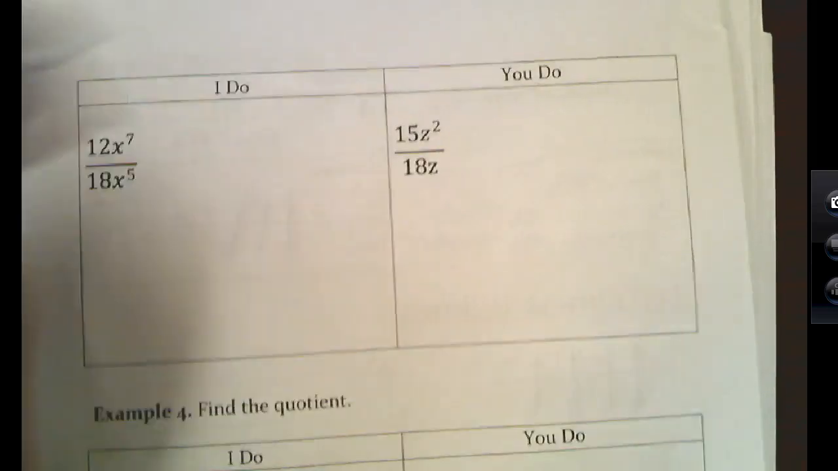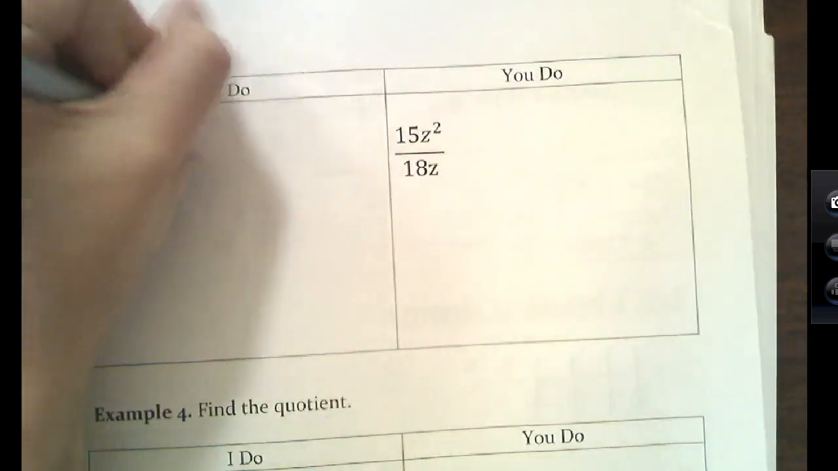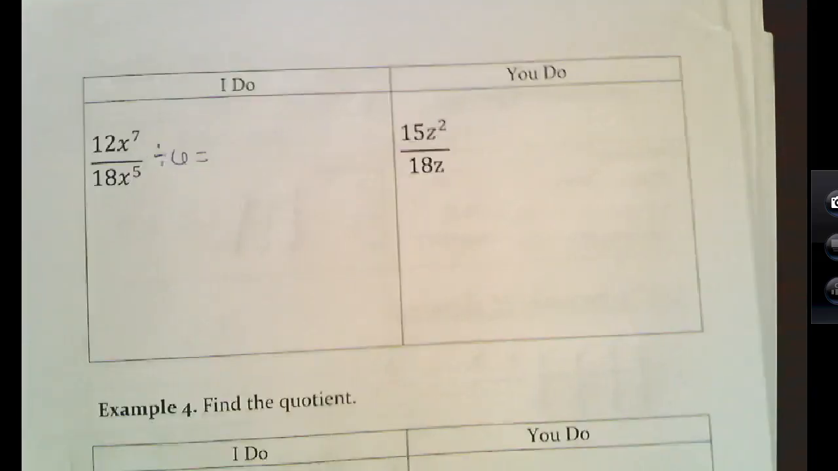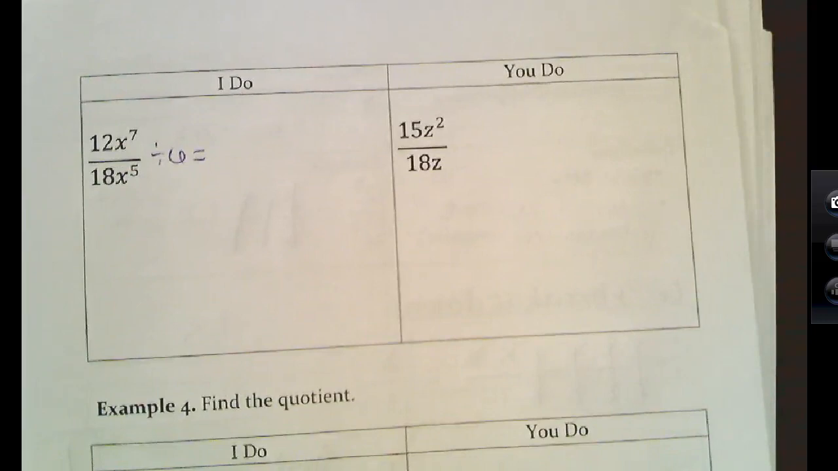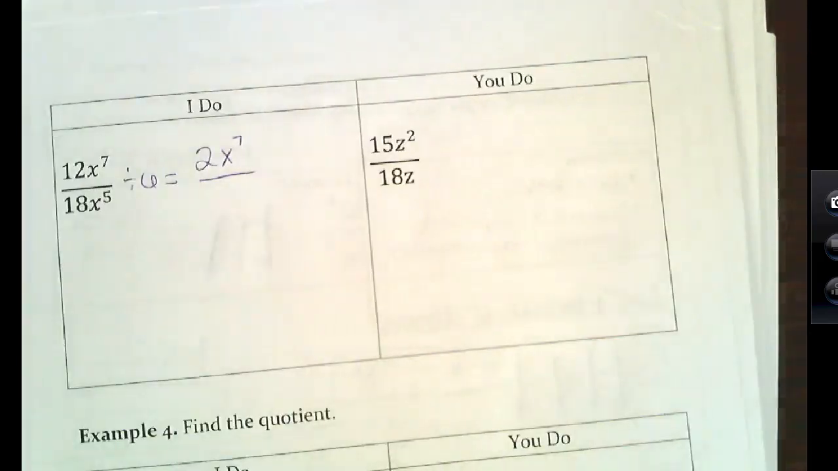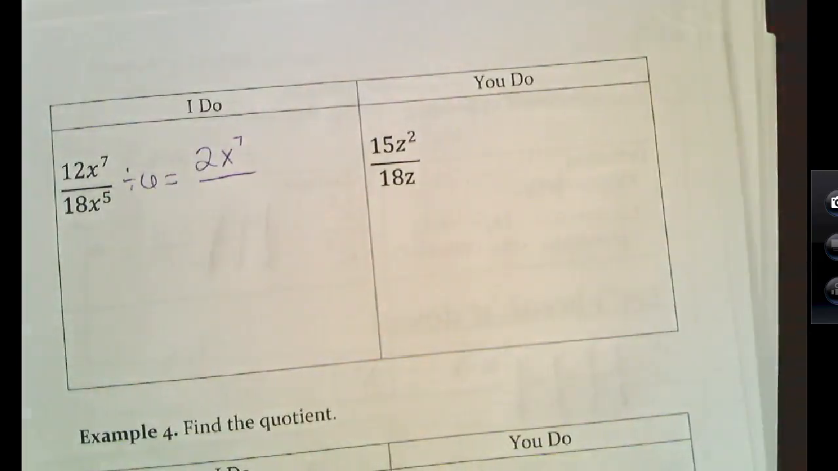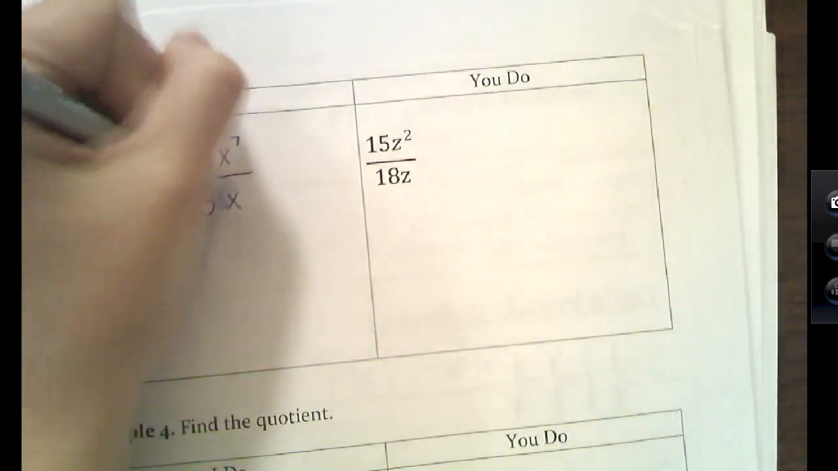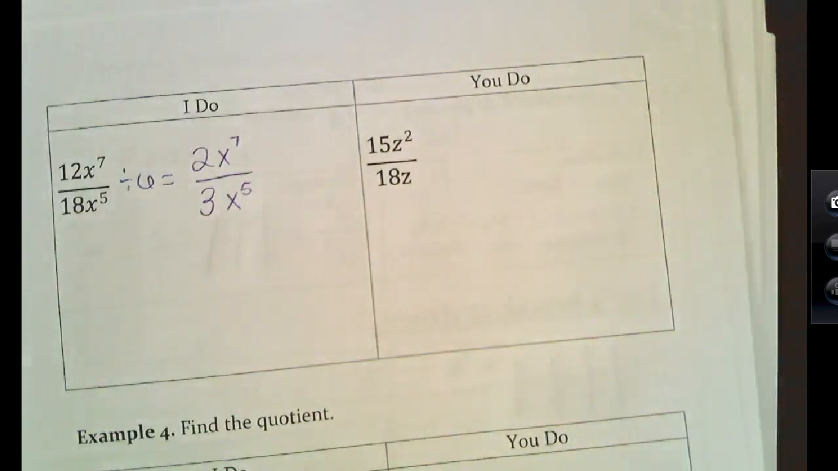I love it. Let's go ahead and write divide by 6 right here. Twelve divided by 6 is 2. So I have 2x to the 7th power. And 18 divided by 6 is 3. So I have 3x to the 5th power. So that first step right there, you're just simplifying the fraction.